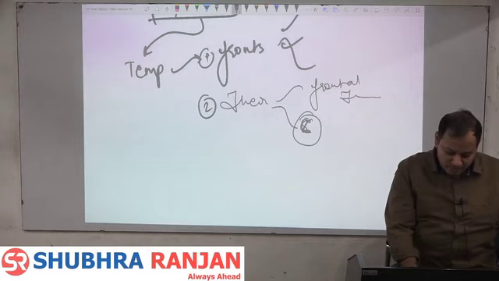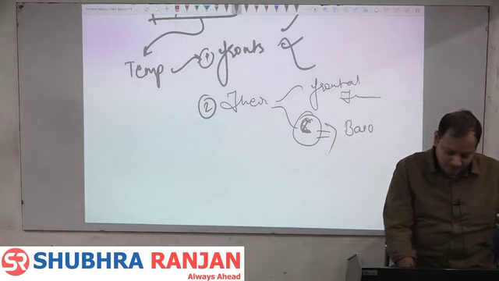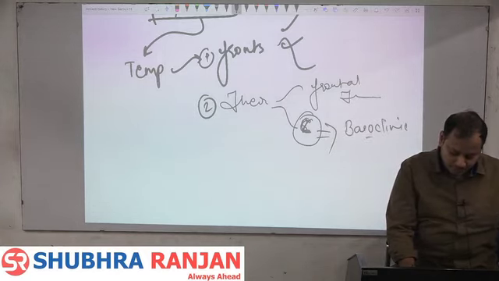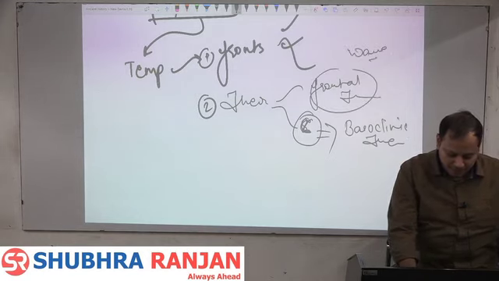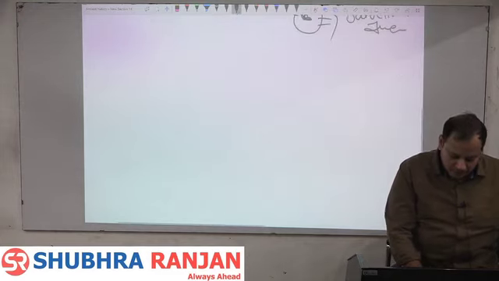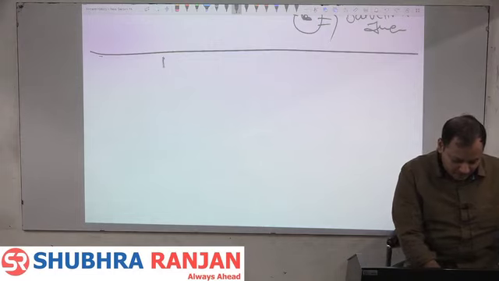What is the name of the theory? Baroclinicity theory. Wave theory. Frontal theory is also known as the wave theory of the formation of the cyclones. Now coming to the last point, that is the tropical cyclones.